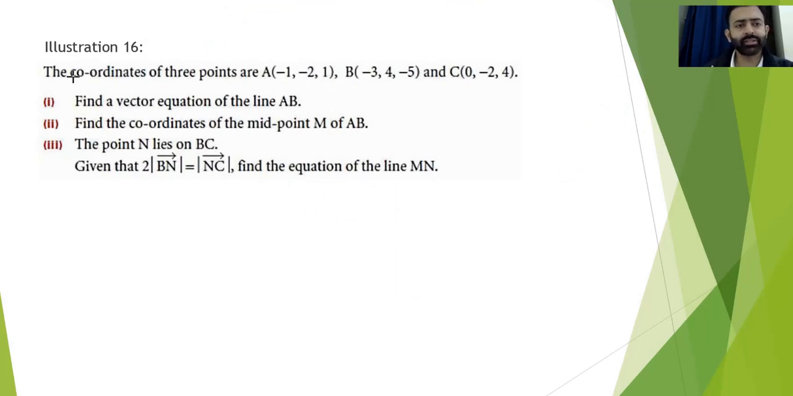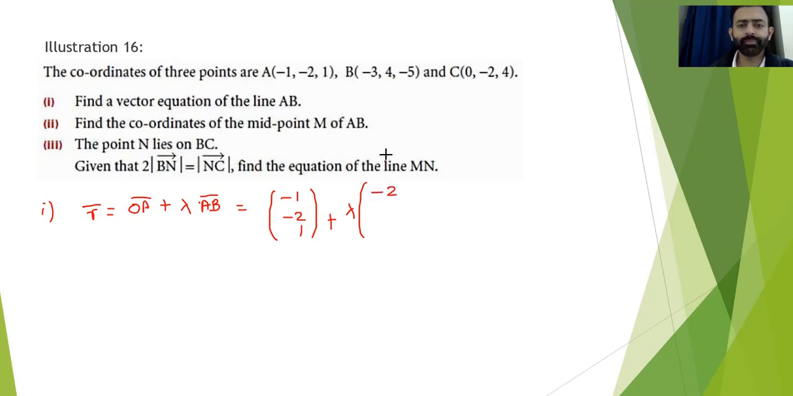So illustration 16 says that there are the coordinates of 3 points A, B and C like this. We have to find out the vector equation of the line AB, right? Again, we can write this as vector R is equal to OA plus lambda times AB. So vector OA is minus 1, minus 2 and 1 plus lambda times AB. AB is subtracting A from B. So minus 3 minus minus 1 is minus 2. 4 minus minus 2 is 6. And minus 5 minus 1 is minus 6. Right? So this is your answer number 1.